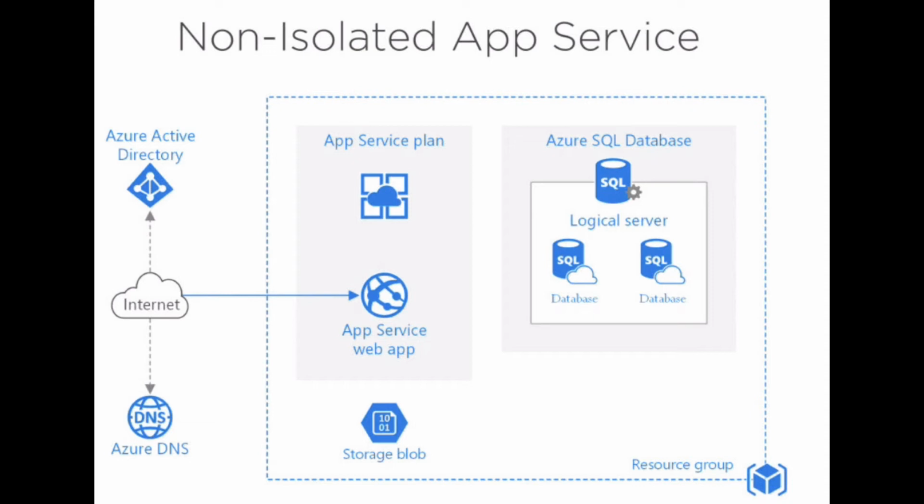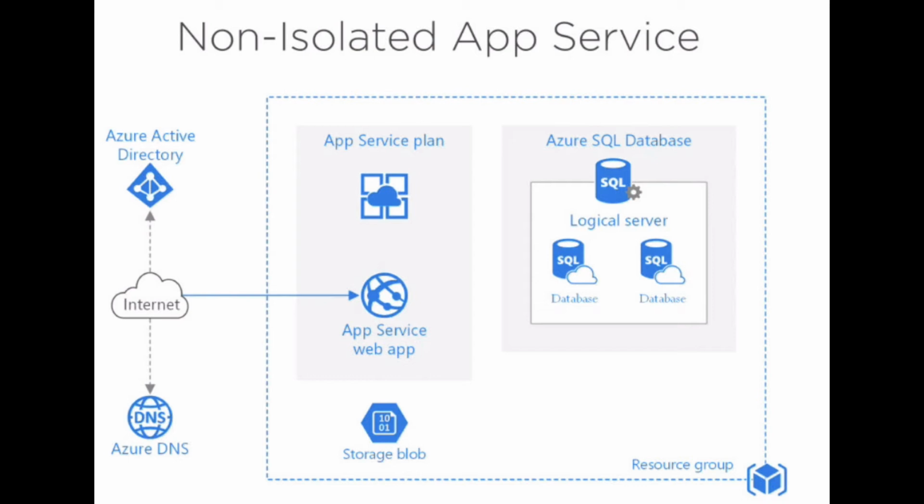If you see to the left side, you have the internet and you have the Azure DNS and Active Directory coming up to the internet. So from there, when someone fires a request, when someone hits your web application, it is going to come and hit the app service web app, and that is how your application is going to serve the request.